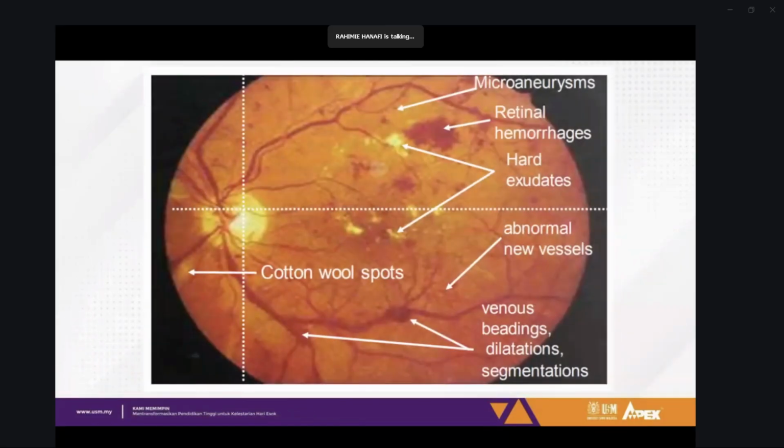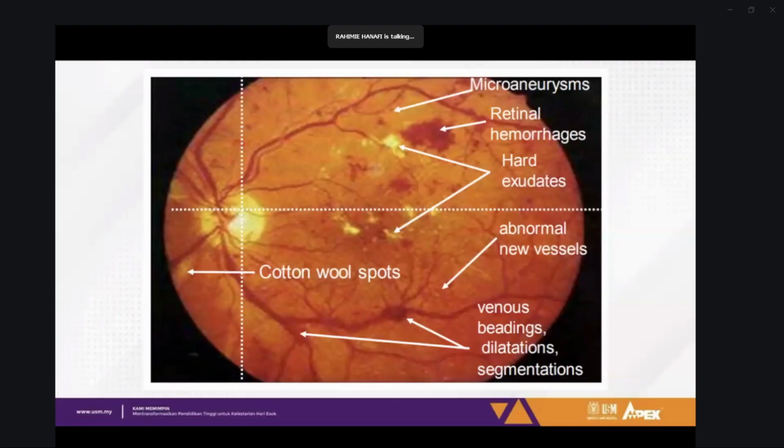Okay, so this is a general photo of diabetic retinopathy. We can see microaneurysm here, retinal hemorrhage, hard exudate, cotton wool spots, presence of abnormal new vessels, and also venous bleeding.